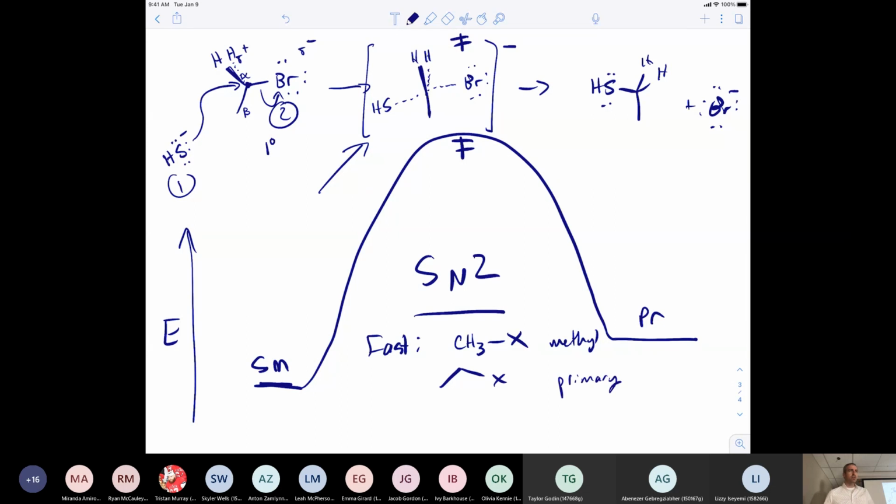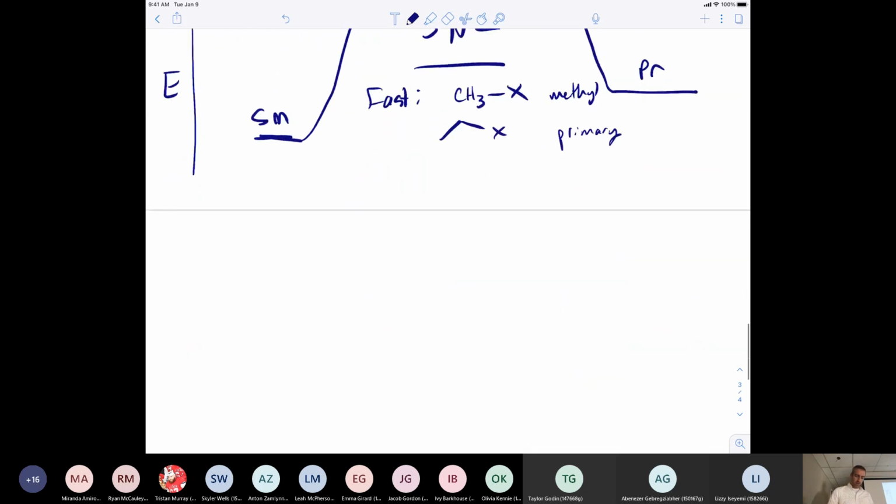But as you go to secondary and tertiary, it starts to slow down. In fact, tertiary is so slow that it doesn't ever happen. And we said that's because if you look at a molecule like this, the backside of that molecule is so blocked that a nucleophile can't approach. Too much junk in the way.